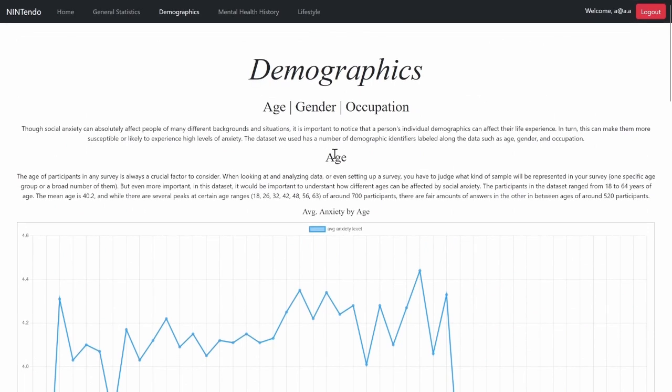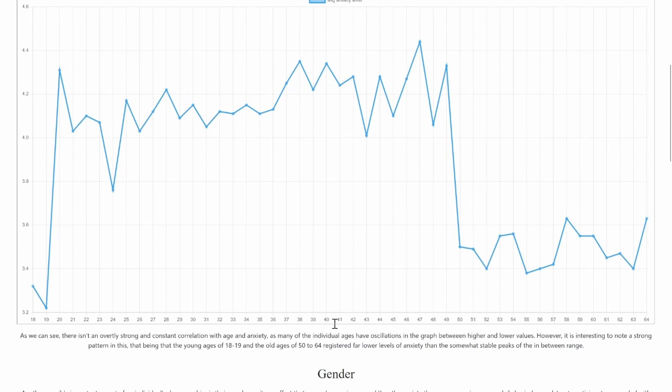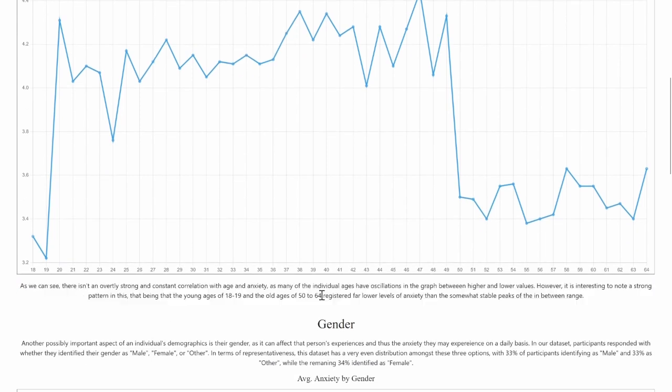For instance, here we have the age section. We can read on the range of ages, sample sizes of each group, and consistency, followed by a line graph generated by chart.js showing the correlation between age and anxiety. Then we have the summary, where we can see that while it stays fairly consistent from ages 20 to 49, the other ends of the spectrum have a lot lower anxiety. With the chart.js graph, you can hover over certain points to see specific values.